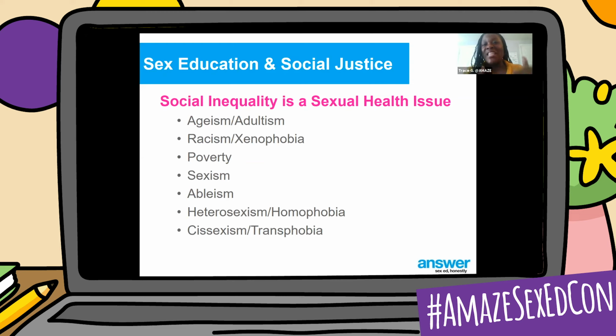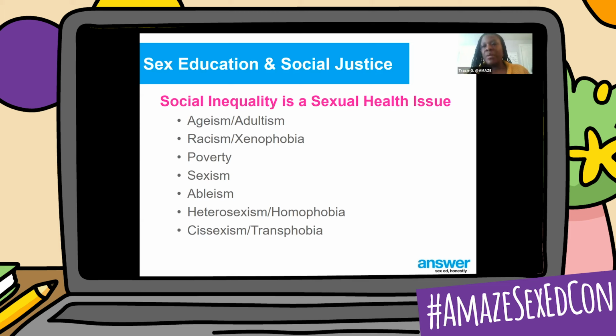But in all of these areas, we find that folks who are impacted by things like ageism, discrimination against folks who are of older ages, or adultism, discrimination against teenagers and young people by virtue of their age, does connect to sexual health disparities. Racism and xenophobia, poverty, sexism related to gender or trans versus cisgender status, ableism, heterosexism and homophobia.